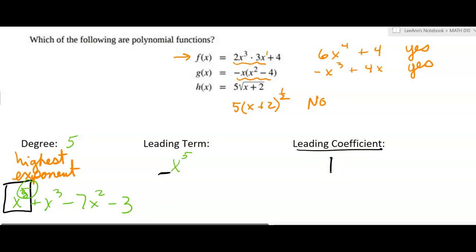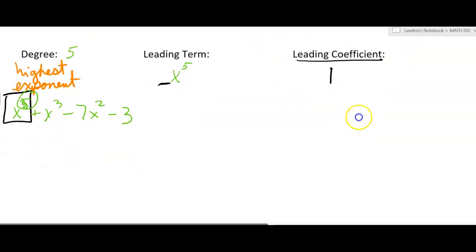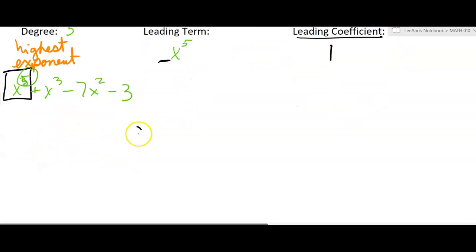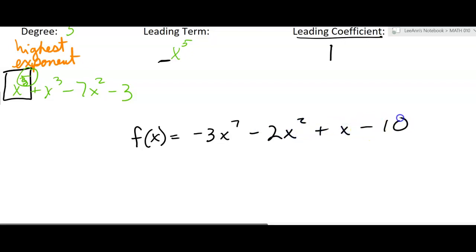Okay, I'm going to do one more example. So let's say we have f of x equals negative 3x to the 7th minus 2x squared plus x minus 10. That is a polynomial function. It's written in order from the highest exponent to the constant at the end. So it's in the right order. It's in standard form. If they give it to you out of order, you just have to rearrange it.